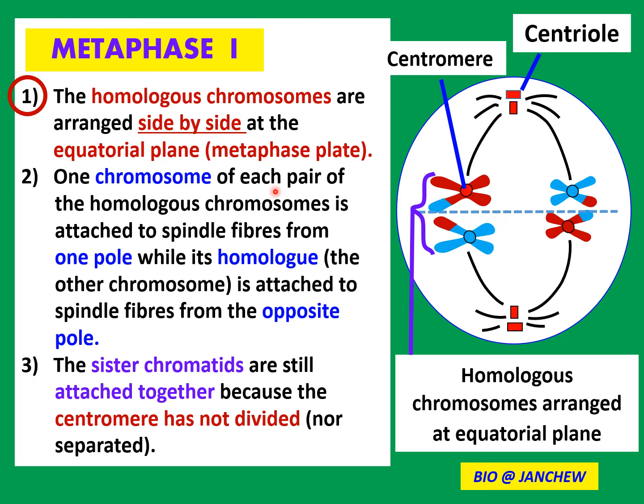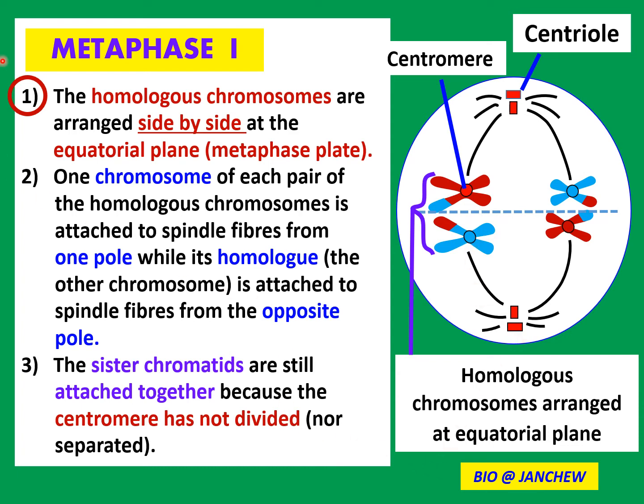So one chromosome of each pair of the homologous chromosomes, like this one, is attached to spindle fibers from one pole, while its homolog, meaning the other copy of the pair of homologous chromosomes, is attached to spindle fibers from the opposite pole here. That is to pull them apart and separate them so that they move to opposite poles later on. Now the sister chromatids are still joined together at the centromere. The centromere will not divide in meiosis I. That means in anaphase I it will not divide.